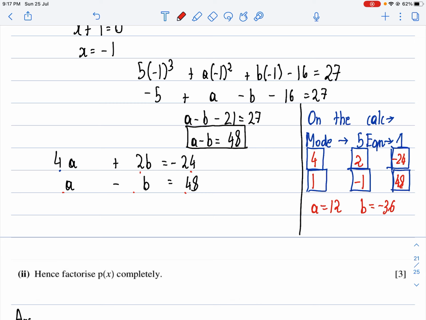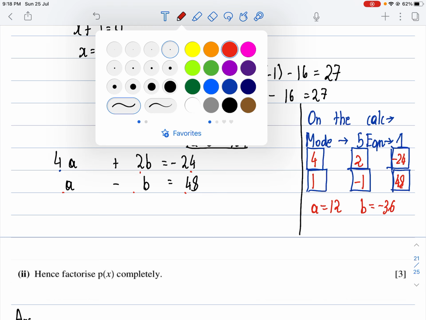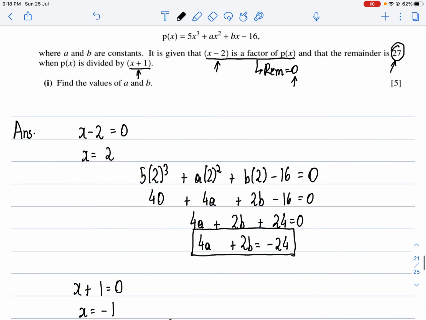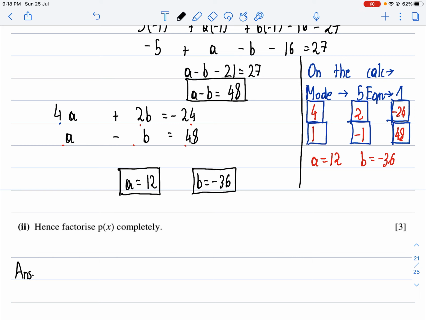So I can simply write my final answer as a equals 12 and b equals minus 36. Correct? So really simple question. You straight away get 5 marks in your pocket by doing this much. Correct? The basic use of remainder and factor theorem.